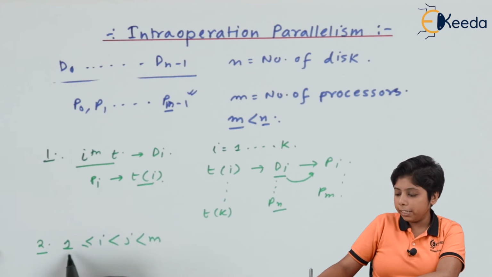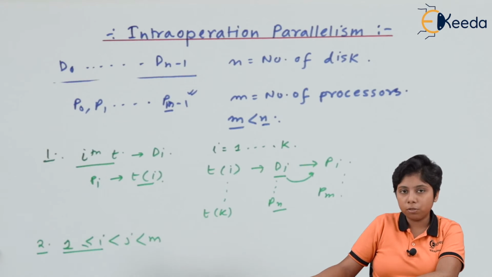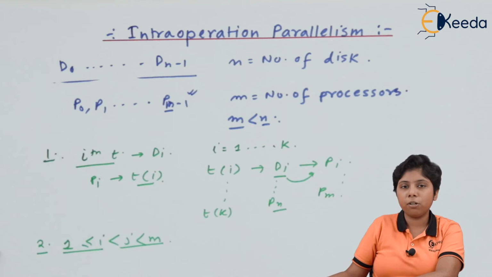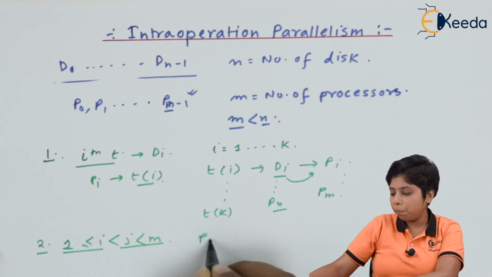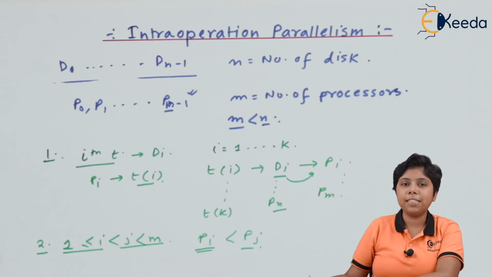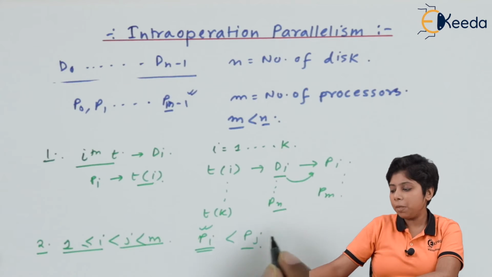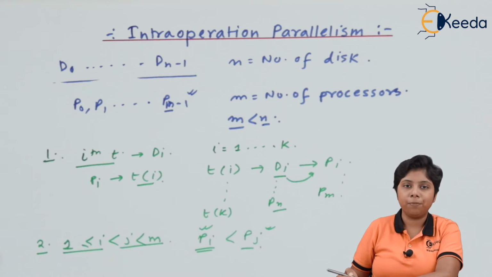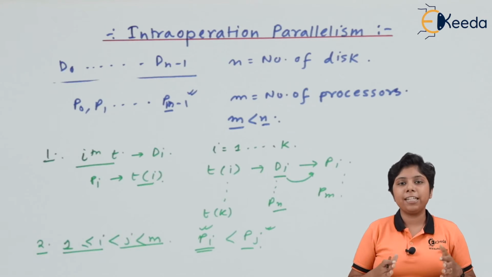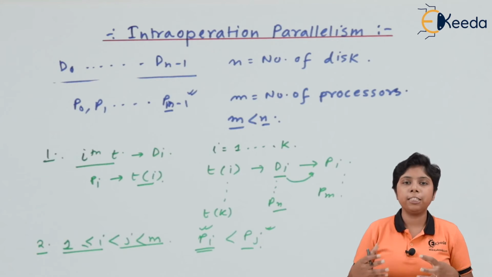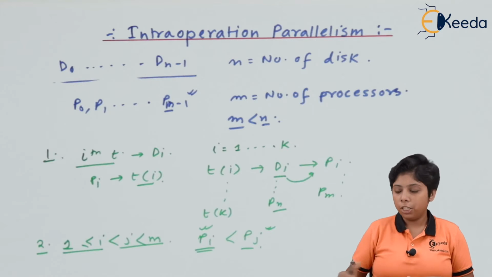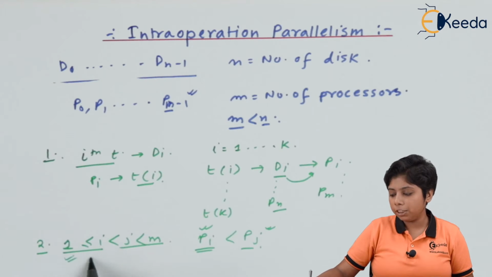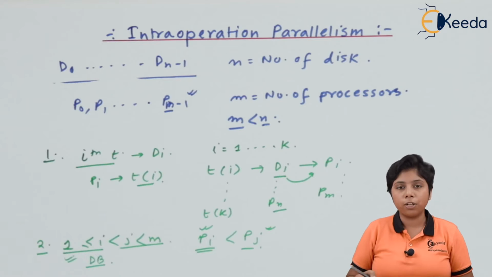Now we can sort the data in this way: i must be greater than or equal to 1 and j must be greater than or equal to m, in such a way that pi will always have values less than pj. That means any tuple that belongs to di and goes to processor pi will be less in value than the tuples that go to pj, which will have the values of dj. That means my disk i is partitioned as a lower partition and dj has a higher range partition.